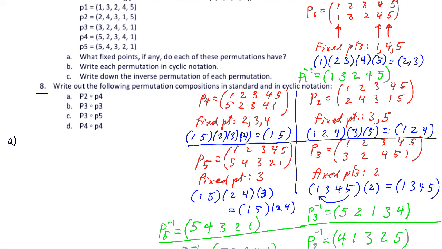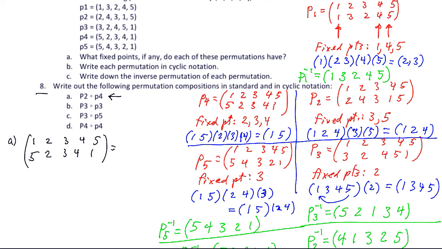I'm going to say that P2 composed with P4. So first of all, we kind of go backwards, kind of like function composition. Permutations are bijections, so they're also functions. P4 applies first, and then we apply P2. Okay, and so P4 takes 1, 2, 3, 4, and 5, and maps them to 5, 2, 3, 4, 1.